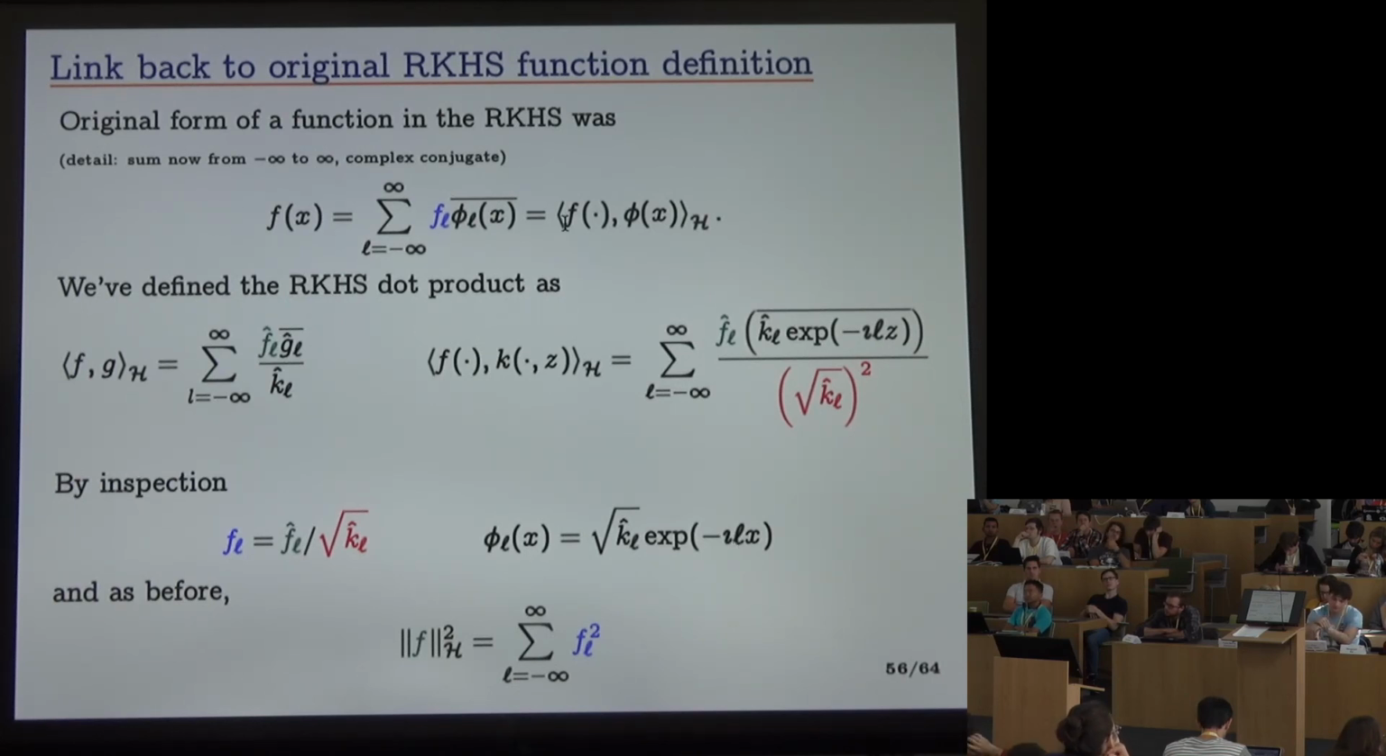So my f is the sum of these features. This is just very simple algebra, but I wanted to put it up so that you could see how my earlier introduction of feature spaces ties in with my Fourier construction. In particular, remember that I said the norm of f was the sum of these f_l, the blue f_l. The blue f_l are the Fourier coefficients divided by the square root of k, so that indeed gives me the correct norm in my Fourier notation, which is the f hat l squared divided by k_l.